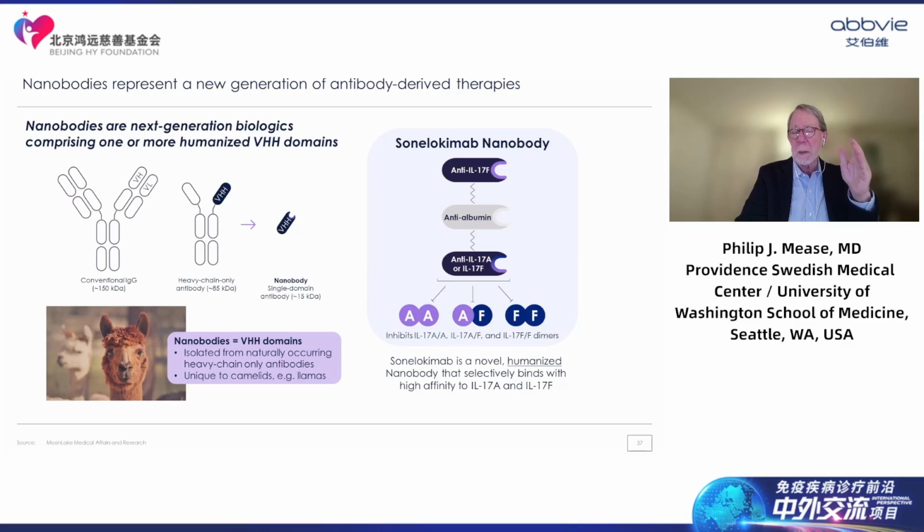And at the upcoming EULAR meeting, for which I'm leaving tomorrow in London, there will be a very interesting presentation on a proof of concept of this molecule in axial spondyloarthritis, which showed effectiveness.